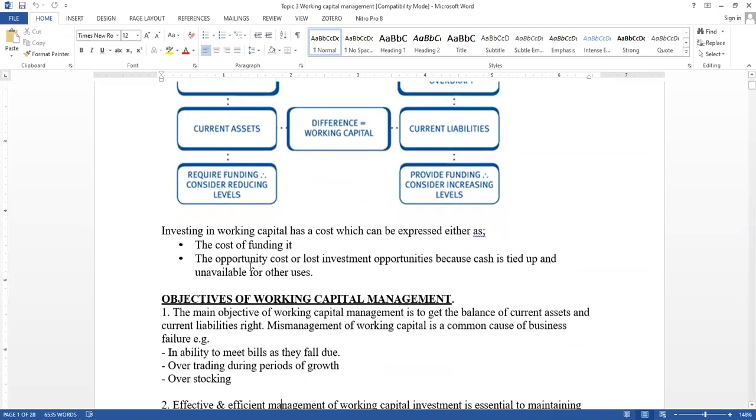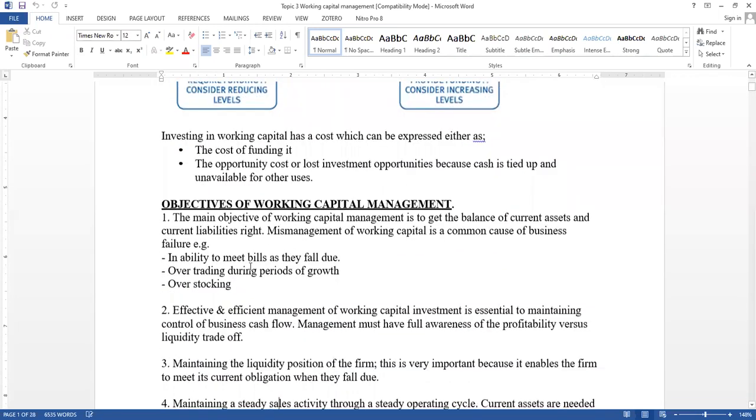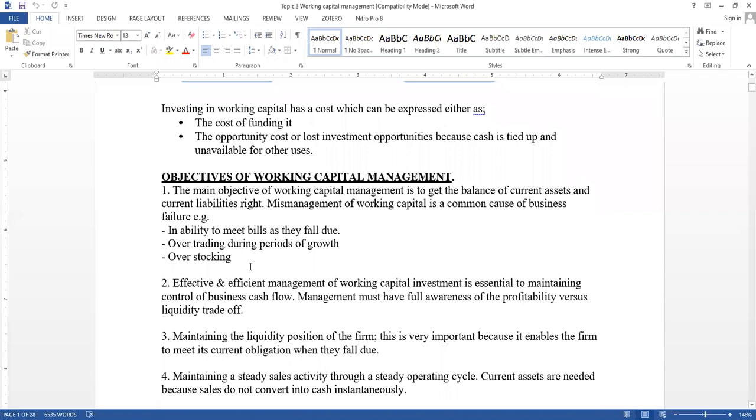Now, what are the main objectives of working capital? The main objective is that you want to maintain a balance between current assets and current liabilities. When I talk of current assets, maybe everyone knows what a current asset is and what a current liability is.